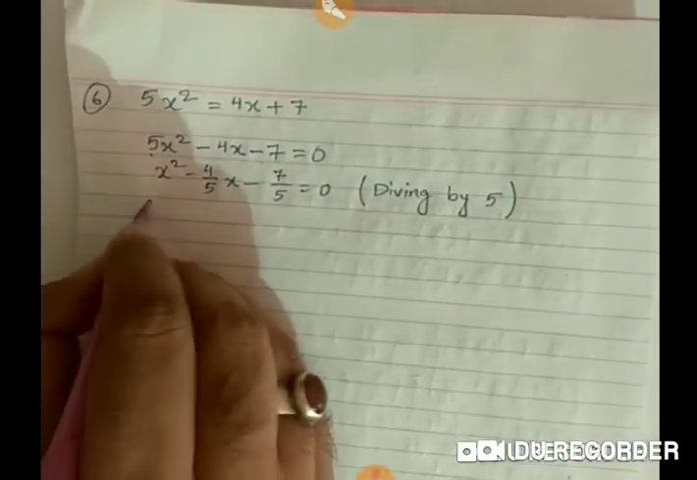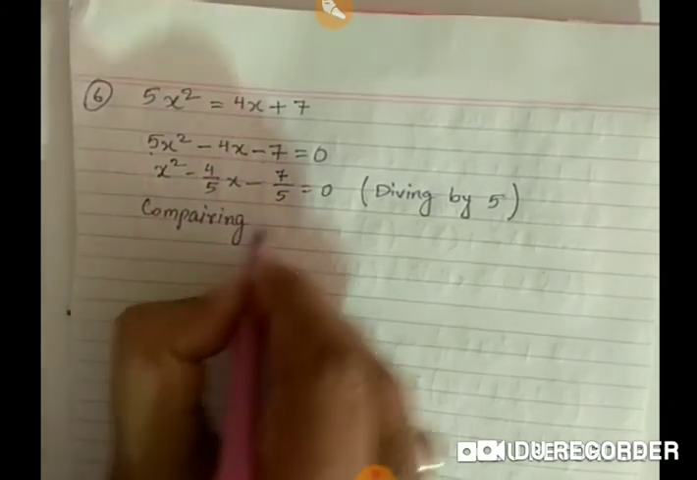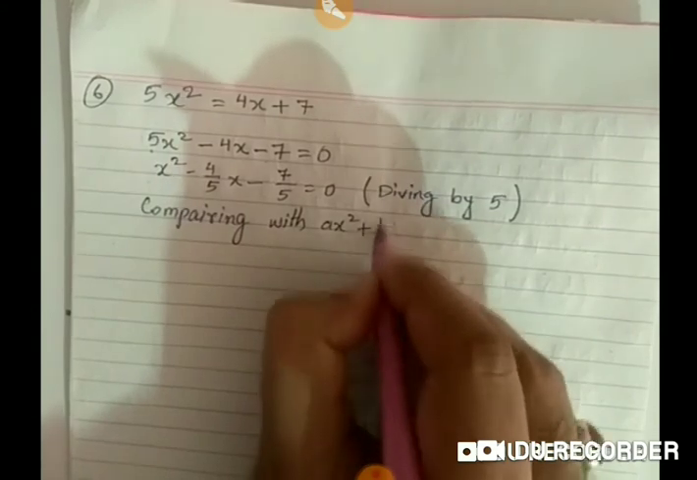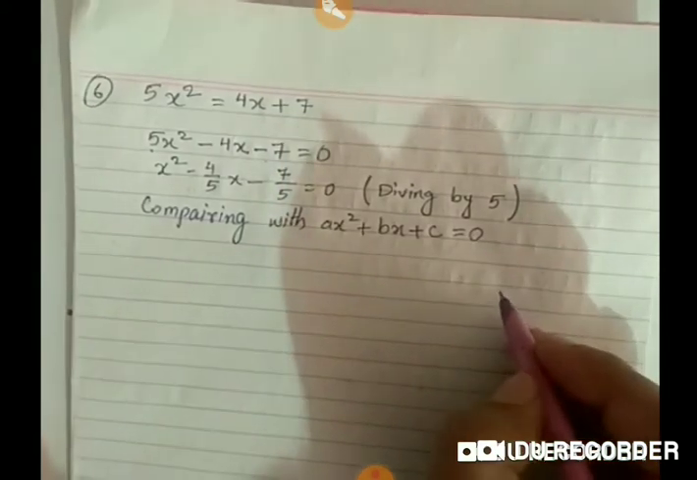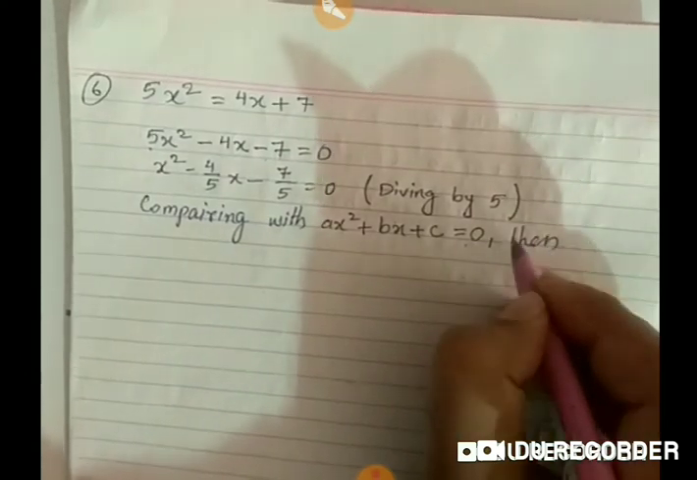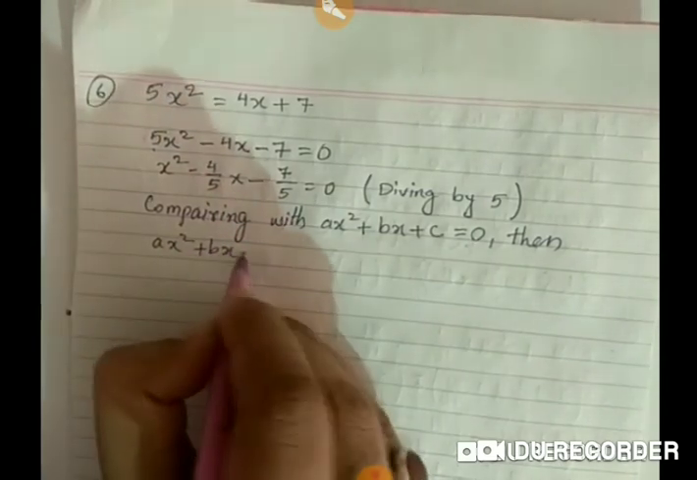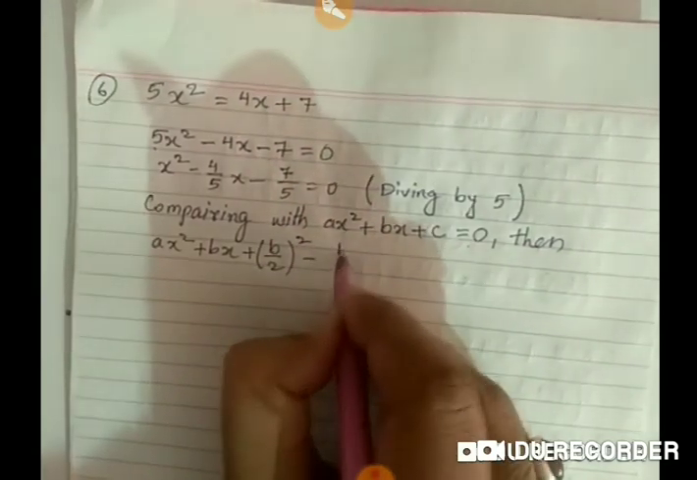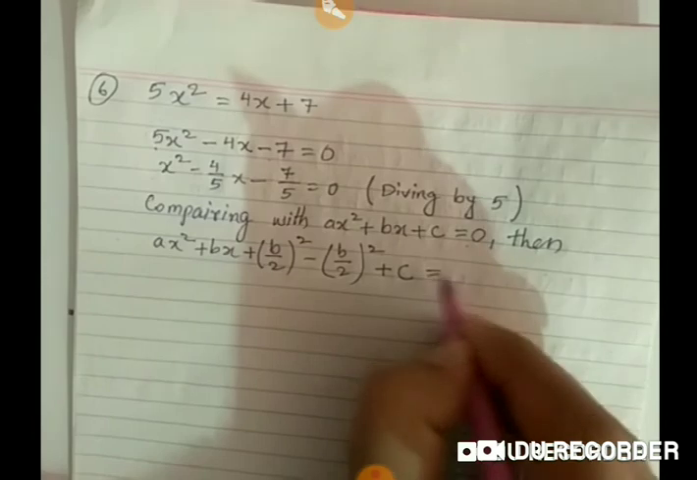Then you will make comparison, comparing with ax square plus bx plus c equals to 0. If your question is in this form, then you can write it as ax square plus bx plus b by 2 whole square minus b by 2 whole square plus c equals to 0.